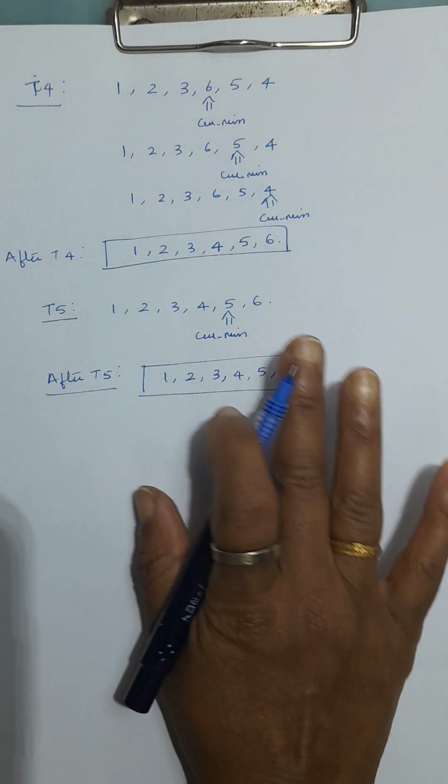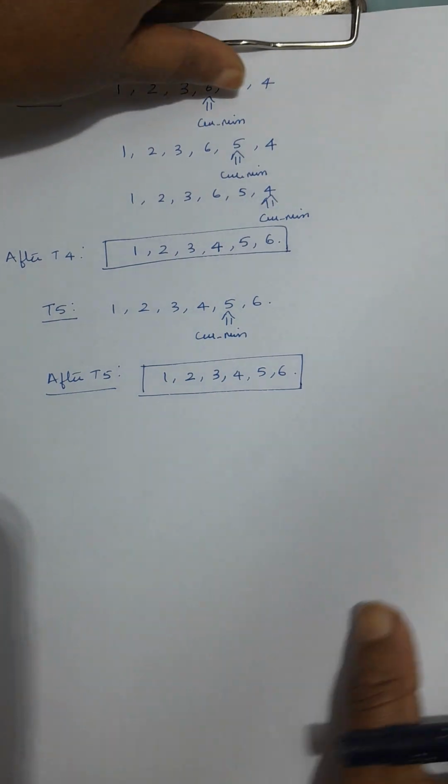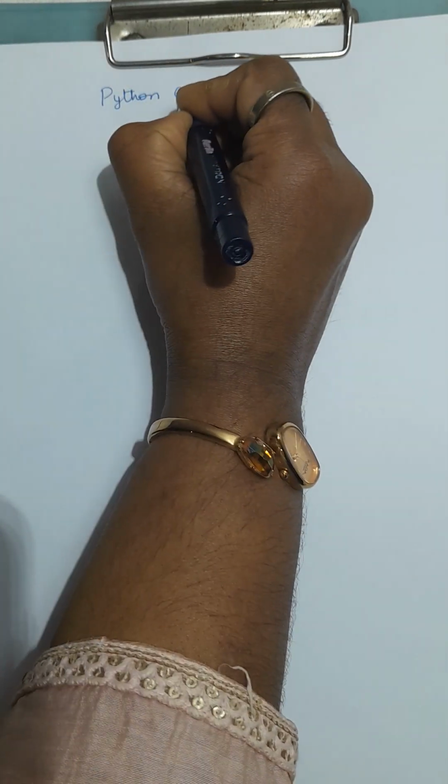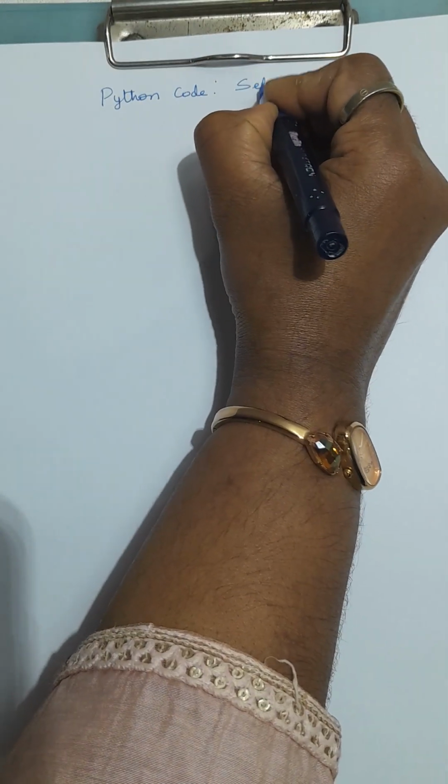Okay, now this is the actual working part. Now let me teach you the coding part, the Python code for selection sort.